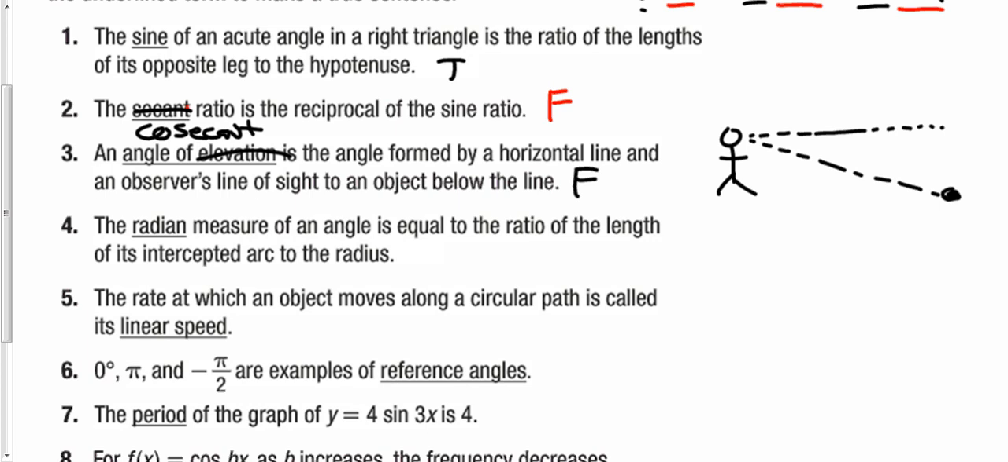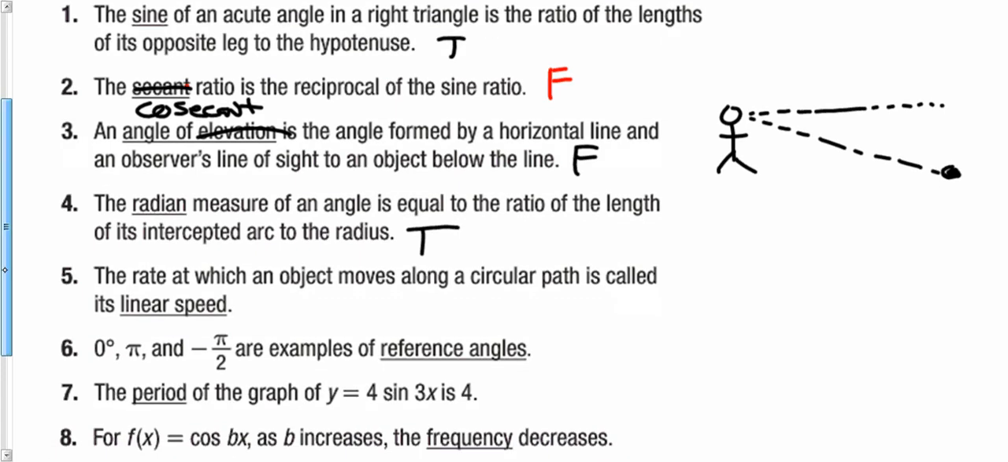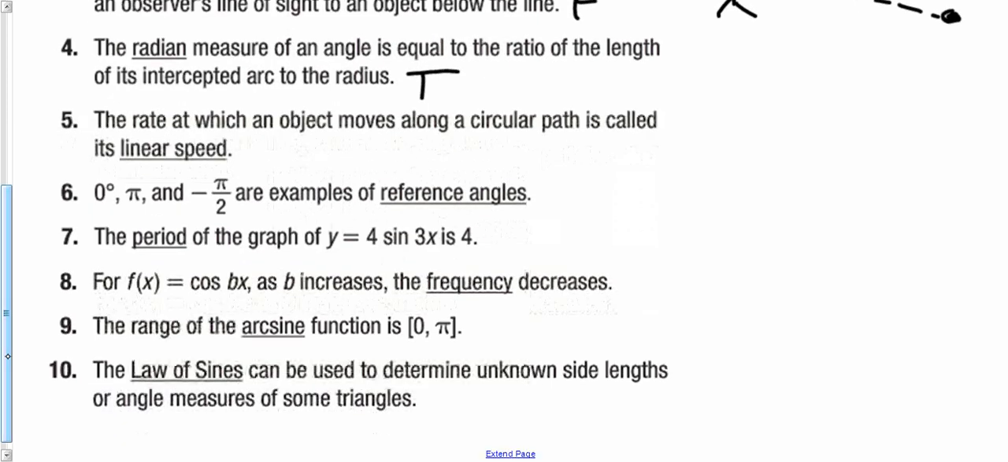Okay? Number 4, radian measure of an angle is equal to the ratio of the length of its intercepted arc to the radius. This is true. That's the definition of a radian. That's how we figure out what a radian is, or how big a radian is, right? It's the measure of an angle. It's the ratio of an intercepted arc on a circle to the radius. Okay. Next, the rate at which an object moves along a circular path is called its linear speed. That is also true. Okay.